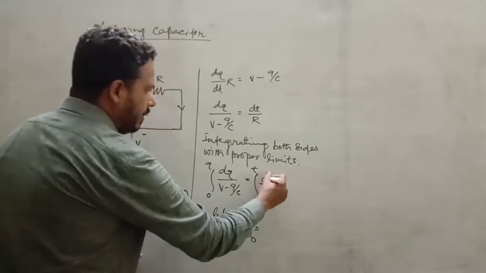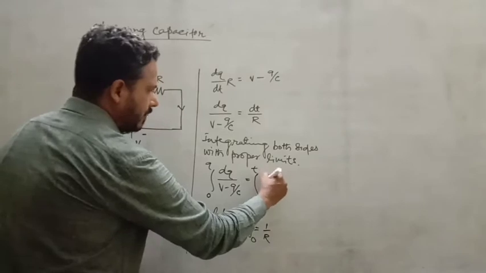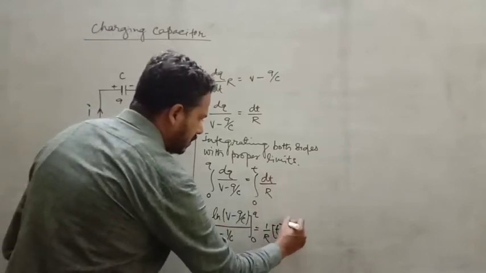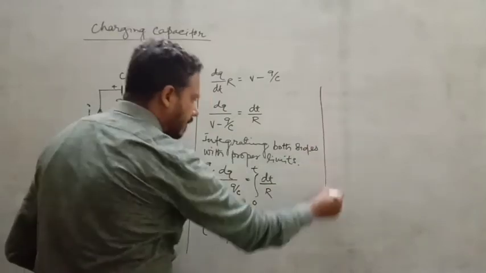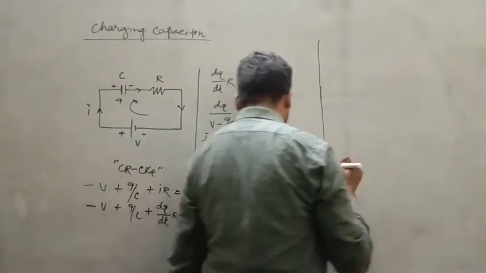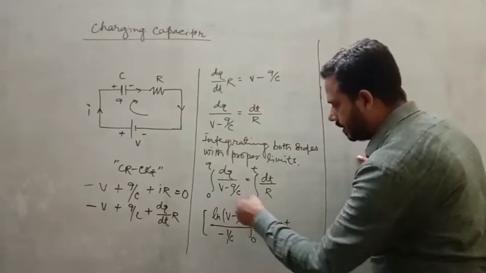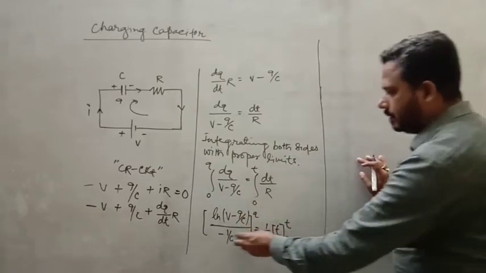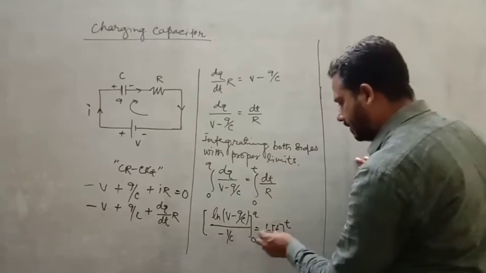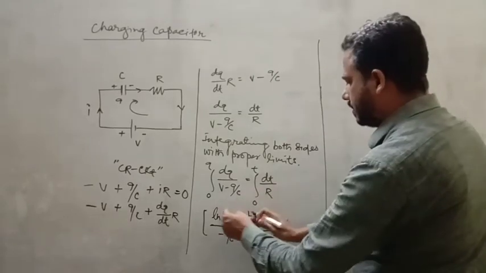Now again here r is constant, you just take it outside. Integration of dt under limit 0 to t. Okay, now from here, after the application of limit, here you just take this one on the right side.